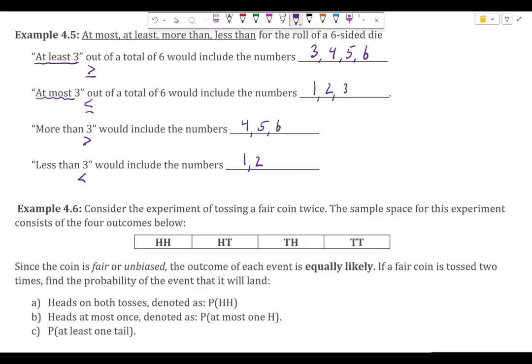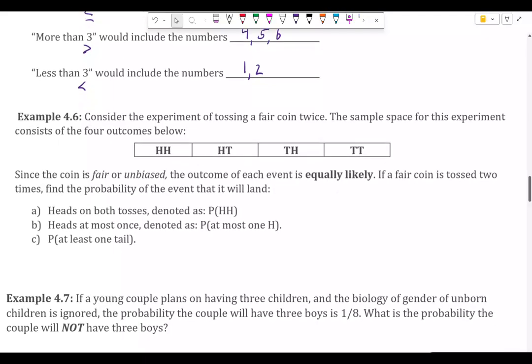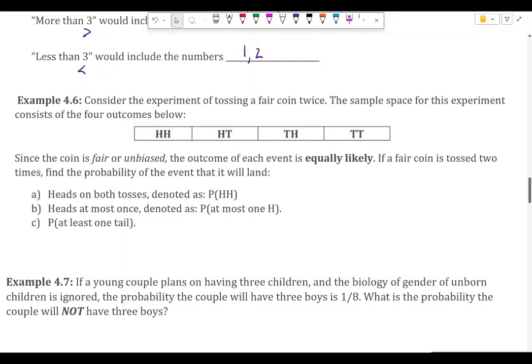All right, so now we have an example here that's going to ask us to consider the experiment of tossing a fair coin twice. The sample space for this experiment consists of the 4 outcomes: heads, heads; heads, tails; tails, heads; or tails, tails. If you remember back from the first video, the fundamental counting principle says that we multiply the number of outcomes for the first toss and the second toss. We have 2 outcomes for the first, heads or tails, 2 outcomes for the second, heads or tails. So we have a total of 4 possible outcomes. And then our sample space lists all 4 of those outcomes.